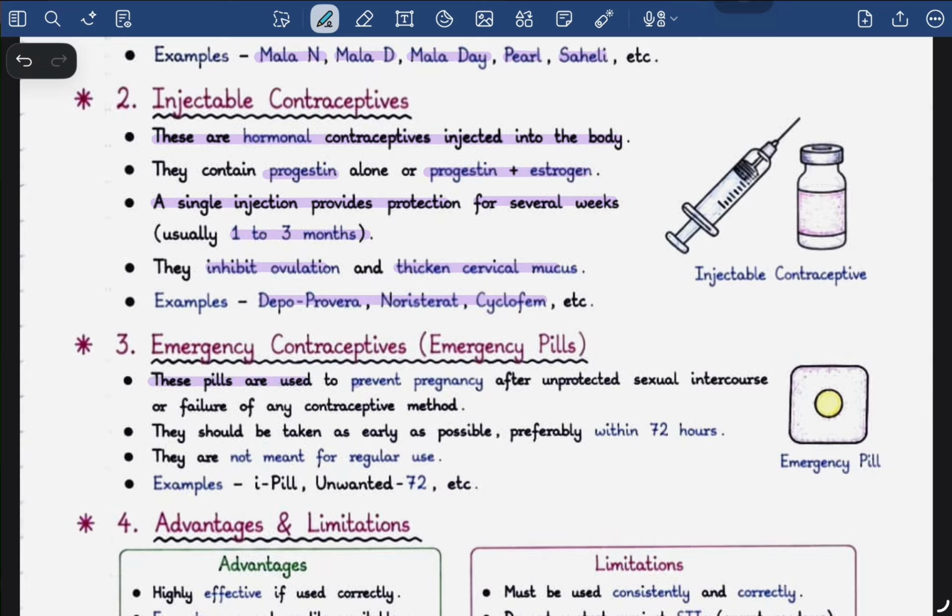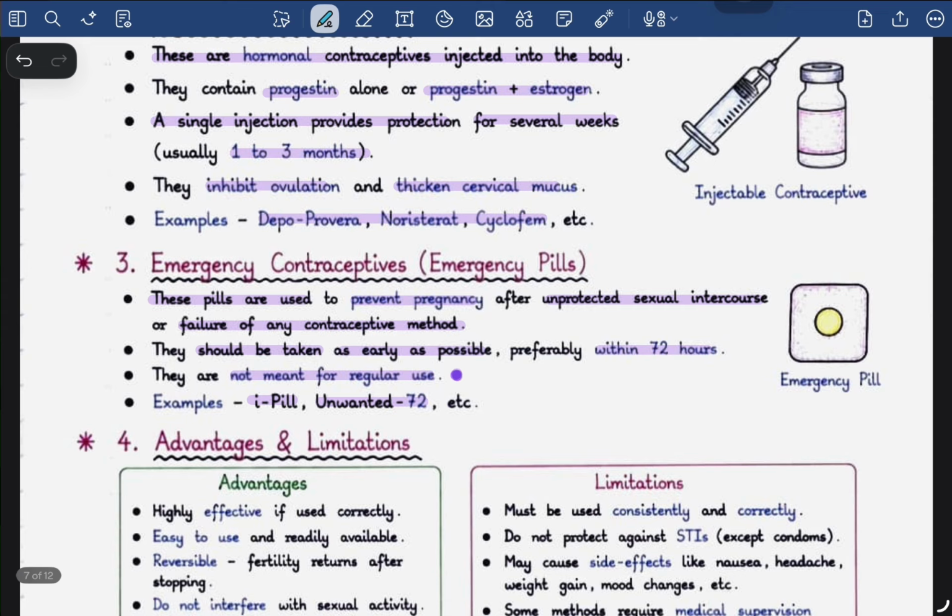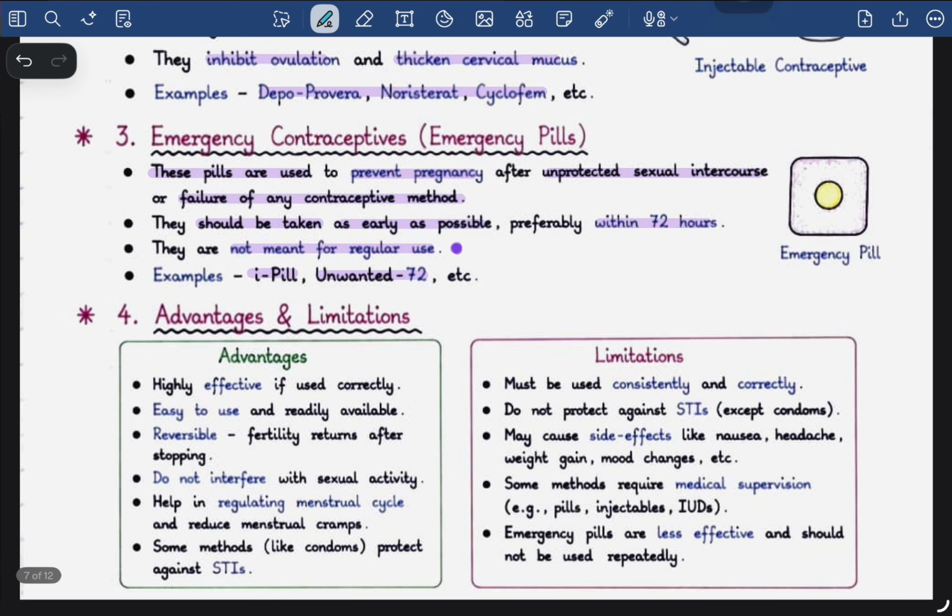These are pills that are used to prevent pregnancy after unprotected sexual intercourse or failure of any contraceptive method. They should be taken as early as possible, preferably within 72 hours, and that is why the name of the company is Unwanted 72. It is not meant for regular use. One of the most important points is that it shouldn't be used regularly, because regular use of such emergency contraceptives can lead to some medical problems in the female body.